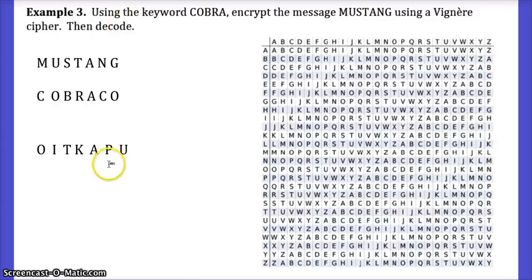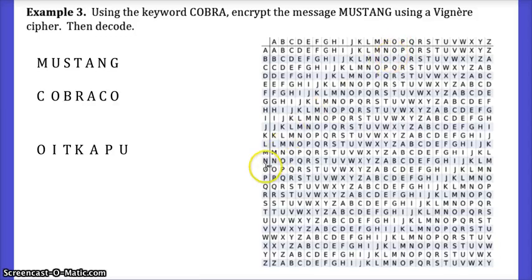To decode, it's not that hard to figure out. I just kind of go backwards. Again, I would have to know the keyword to decode. It's just like you have to have the keys if you're going to unlock the word. I would use the keyword and go backwards for this O to figure out that it was supposed to come from an M. I think I would look under the O, and I would look down until I found this.